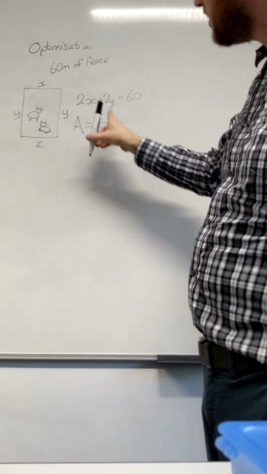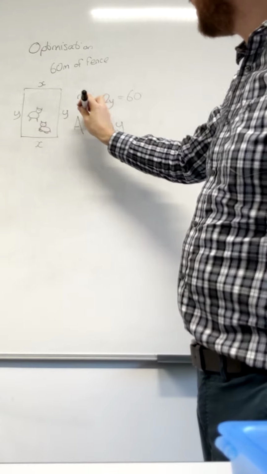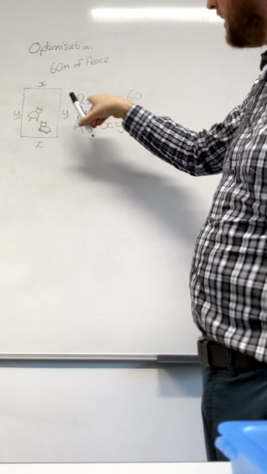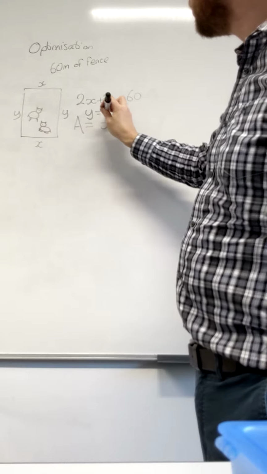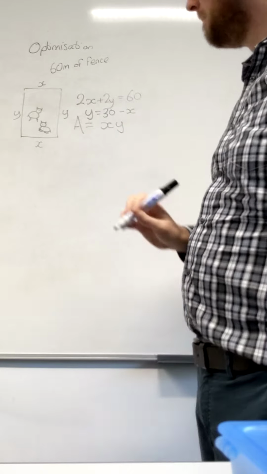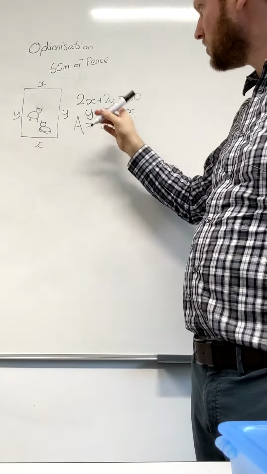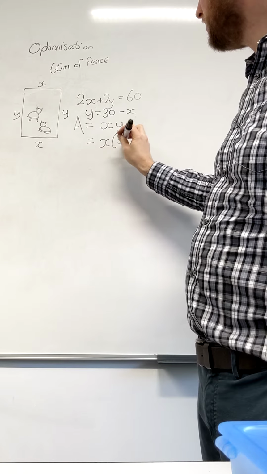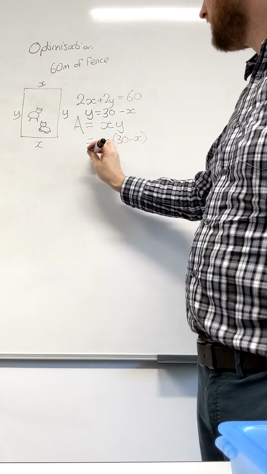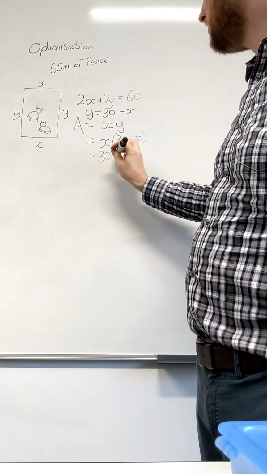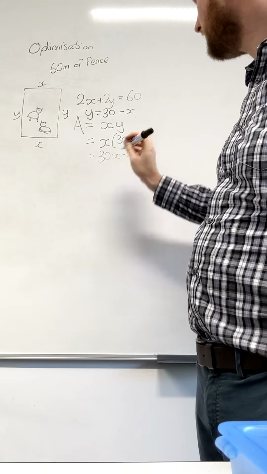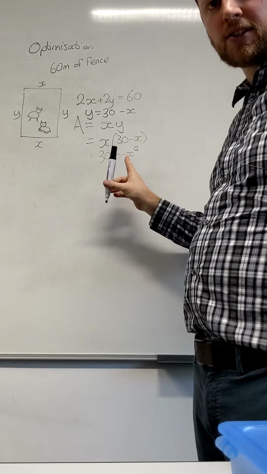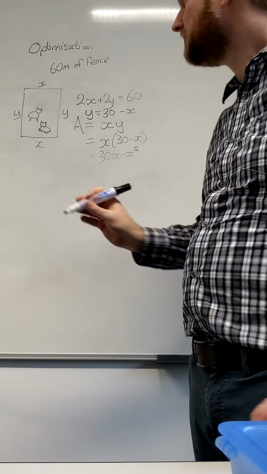So let's rearrange the constraint equation for y. So 2y is going to be equal to 60 minus 2x, so y is going to be equal to 30 minus x. So we can substitute that into the area equation. So we've got x multiplied by 30 minus x, which is 30x minus x squared. And now we've got the area in terms of just a single variable x. So now we can differentiate.